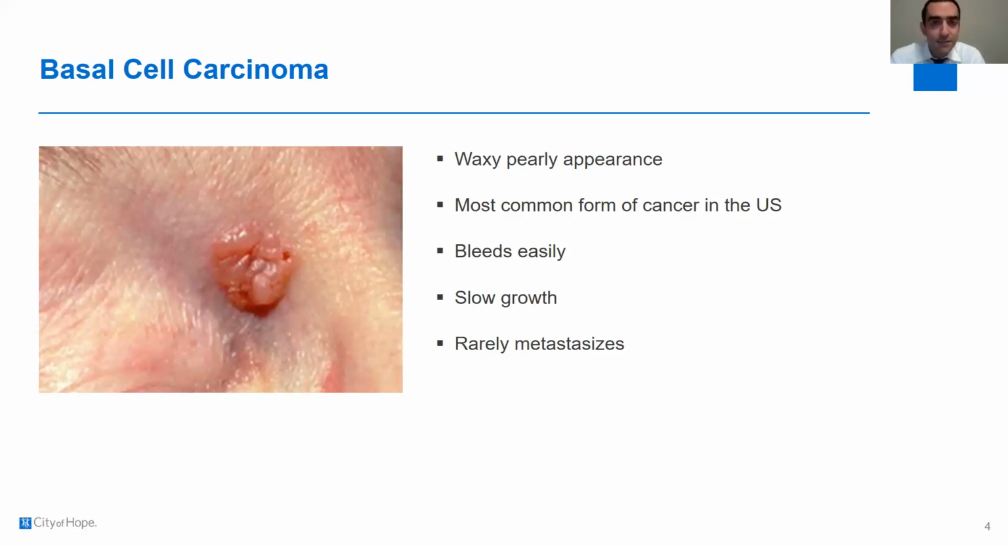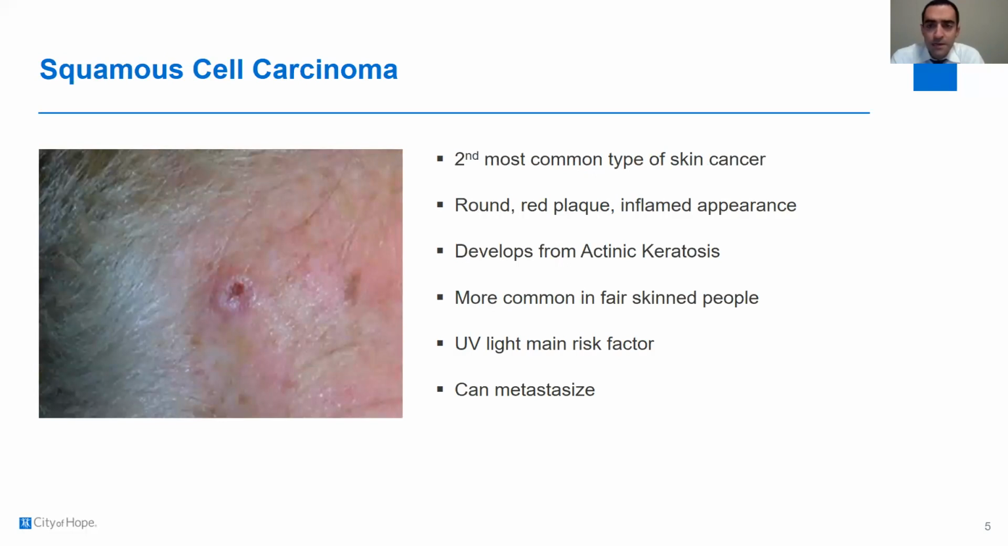I rarely see those myself as a medical oncologist in the office because these cancers rarely spread. So when patients recognize a change in a skin lesion like this one, they see their primary care doctors and they get referred to the dermatologist. Same applies to the squamous cell cancer.